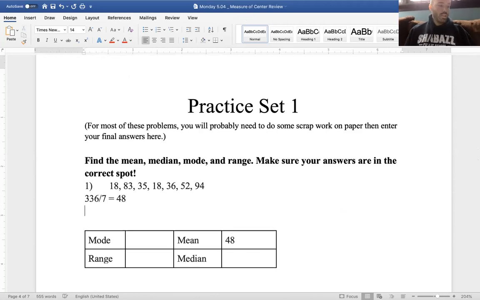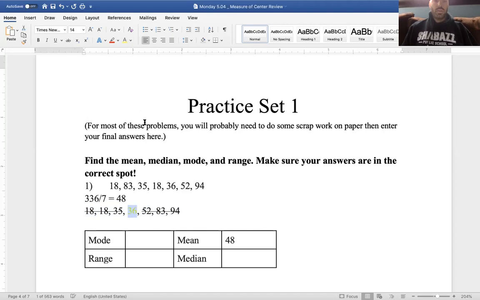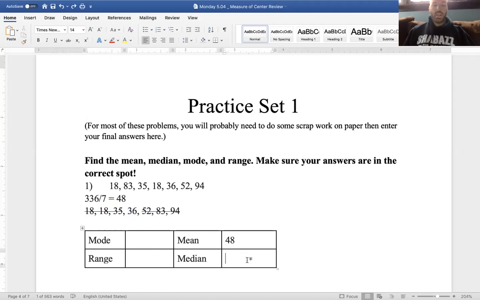To find my median, I'm going to put them in order: 18, 18, 35, 36, 52, 83, 94. What's the middle of them? There's 3 numbers on this side, 3 numbers on this side, which gives me a middle of 36. So I'm going to put my median as 36.